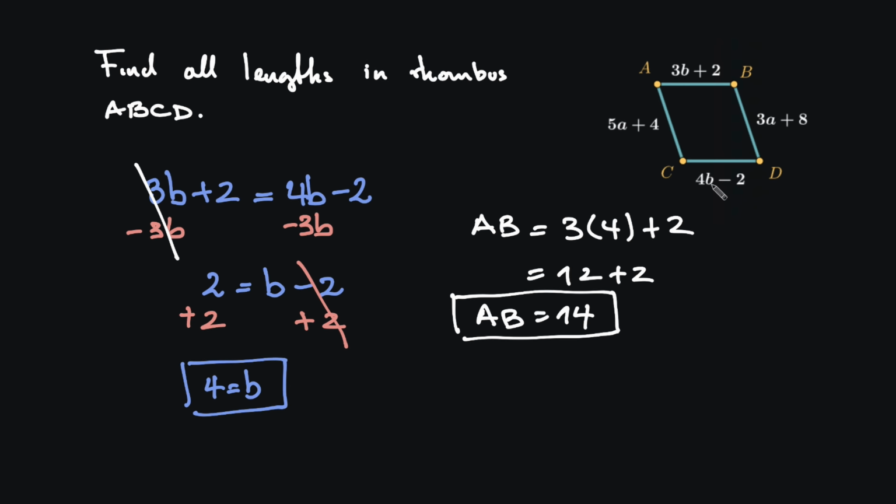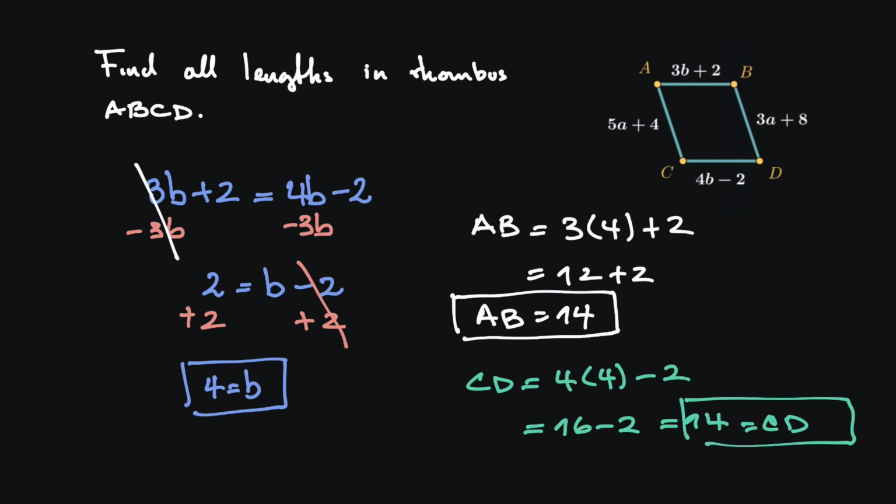We can test real quick. For example, CD. So we have that CD is equal to 4 times b, which is 4, minus 2. 4 times 4 is 16. 16 minus 2 is 14, right? So CD is equal to 14. Right? So we just test what we already know. You can do the same thing with these two sides and show that the value will be exactly the same.